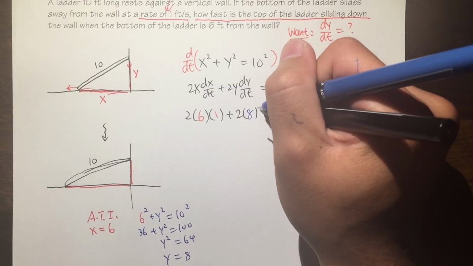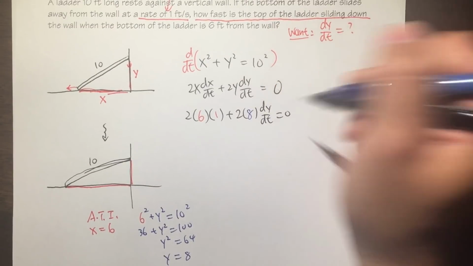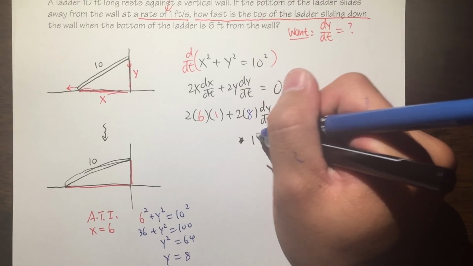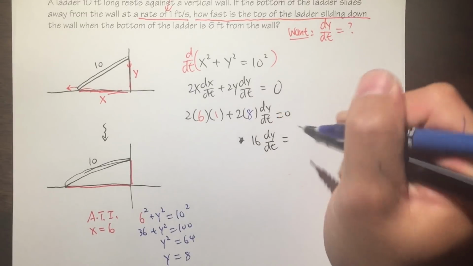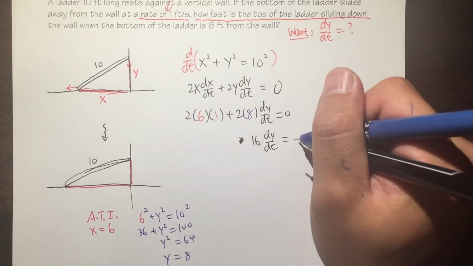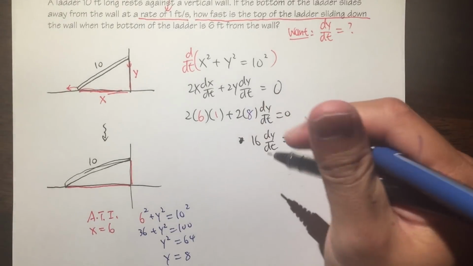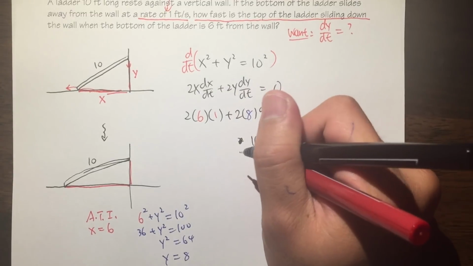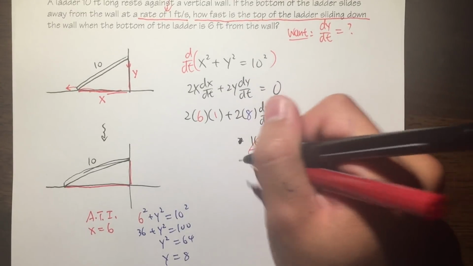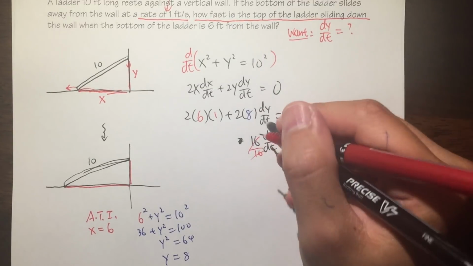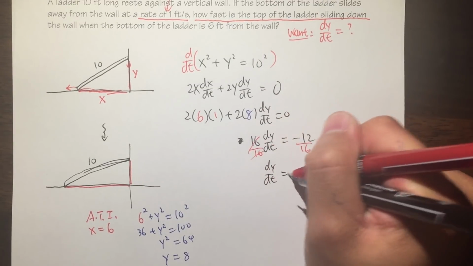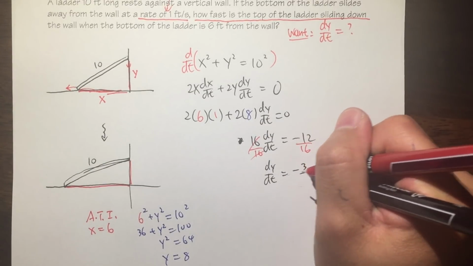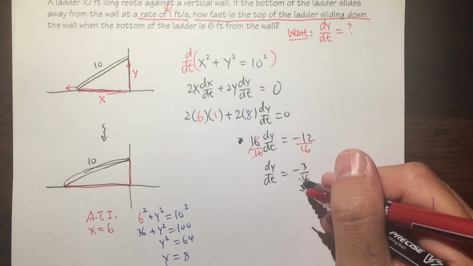And then with that, you can solve for dy/dt. That's really nice. Let me keep this on the left hand side. 2 times 8 is 16, so I put 16 dy/dt. Bring this to the other side, that's negative 12, and then divide both sides by 16. The good old algebra days, right? Things cancel out nicely. Anyway, dy/dt is equal to, you reduce this fraction, negative 3 over 4. That's pretty much it.